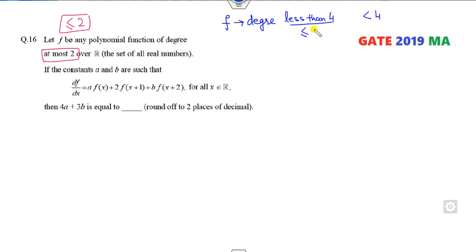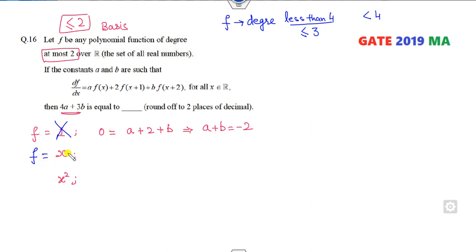So you can write a less than or equal to 3. So what are the bases of less than or equal to 2? The bases are 1, x, and x squared. These are my bases. Now you can substitute f as 1 here, 0. This is a, this is 2, this is b. So from here you can see a plus b is equal to minus 2. But we need 4a plus 3b, but we can't find that. So this option is cancelled out.